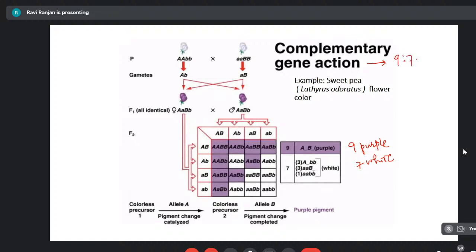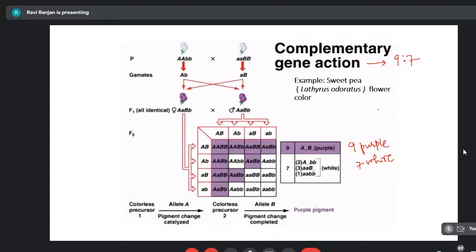So for complementary gene action, the ratio comes out to be 9:7. Why have I kept this interaction first? Because when I analyzed different types of questions from different exams, I saw that maximum questions come from this complementary gene interaction. I will give you those questions. In different forms, they try to ask questions from this. So we should understand that the complementary gene interaction ratio is 9:7.